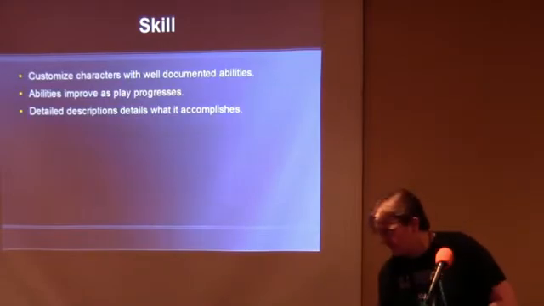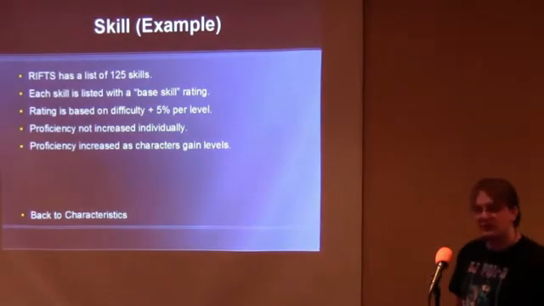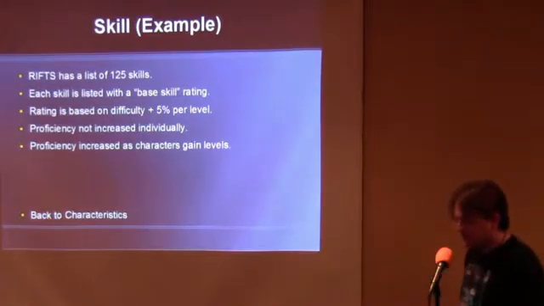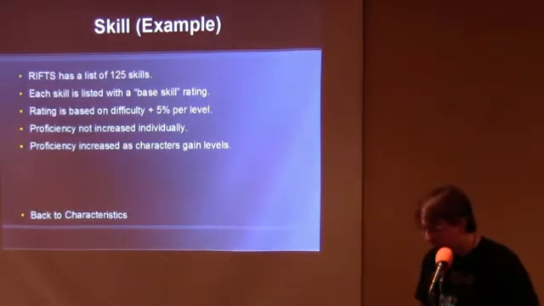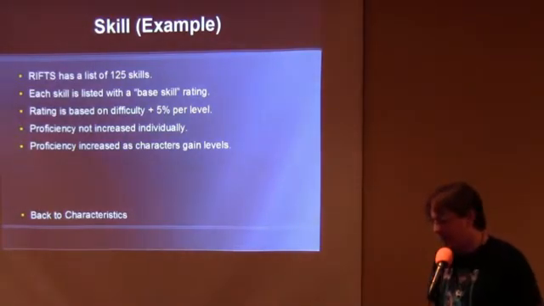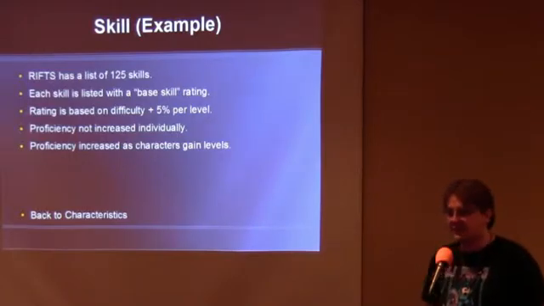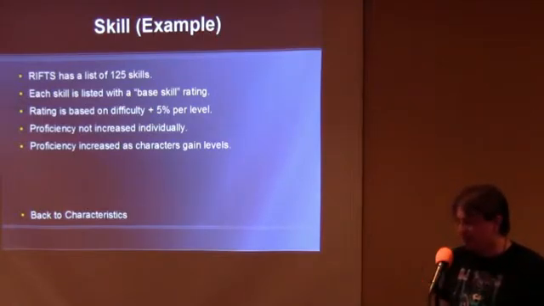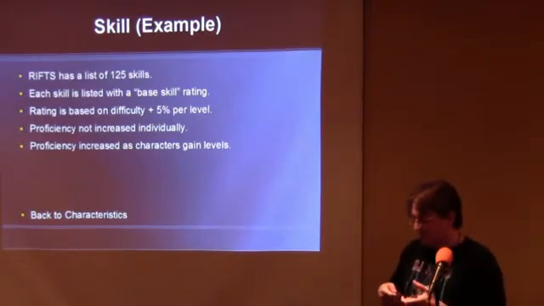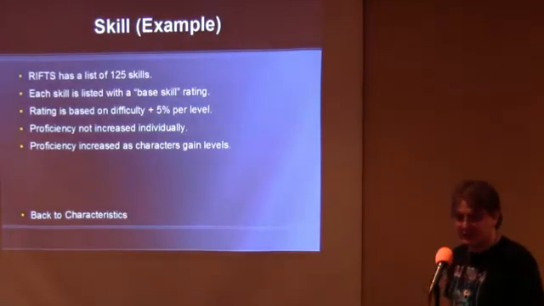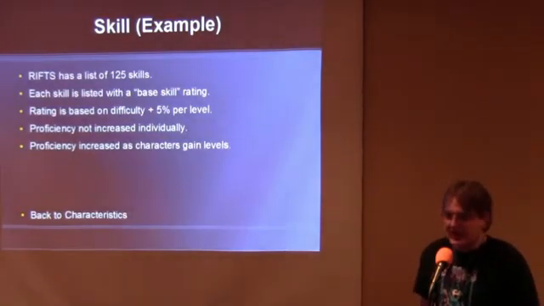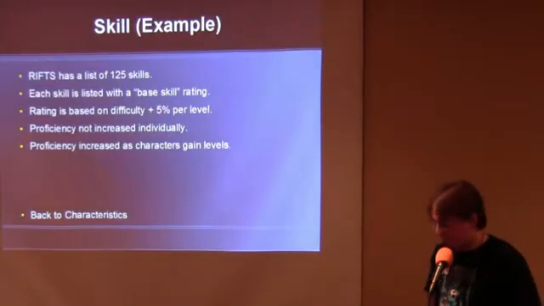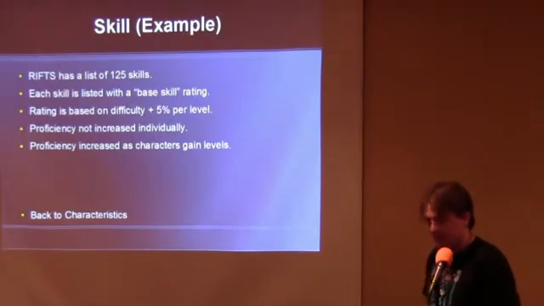So, an example here. Risk has 125 skills. Each skill is based on a base skill rating, and the rating is based on difficulty plus 5% per level. Proficiency is not increased individually, but is increased as characters gain levels. So as you can see, the skills basically increase as the character gains levels. Another use of the level design pattern, so you don't have to keep track of absolutely everything. So this is a characteristic that improves as gameplay progresses.